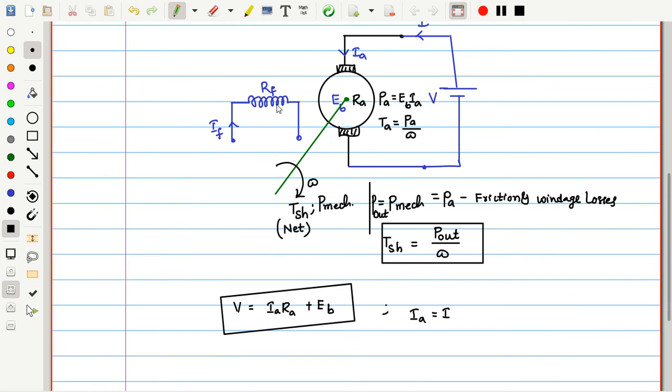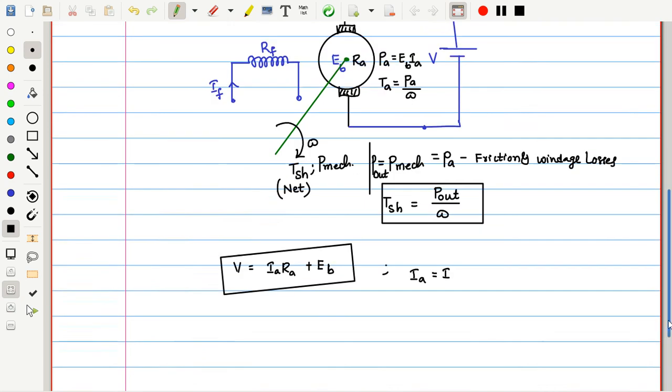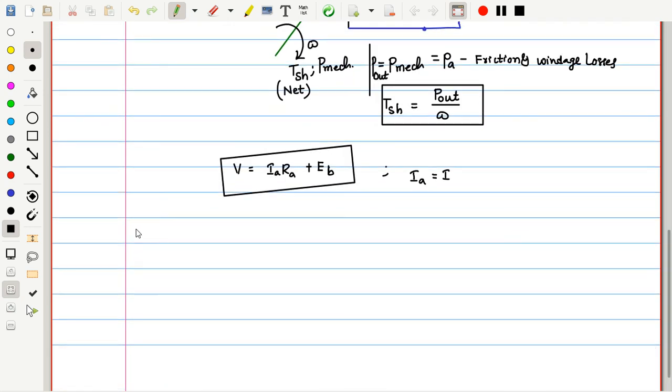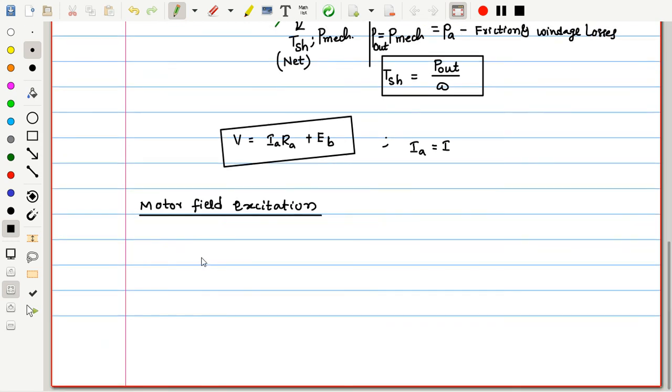Now, as we know, this works mainly based on the field produced by the field coil. So let us see how we can provide the field power supply, and based on that, classify the machines as with the generator. For motor field excitation, if we use the shunt connection, we call it shunt excitation, as with the generator.